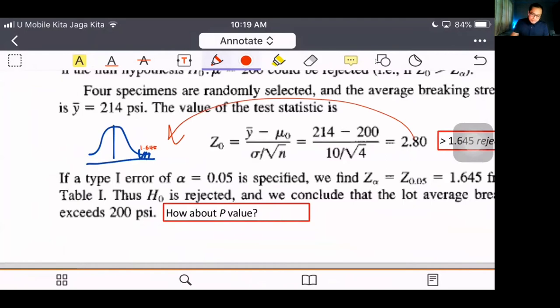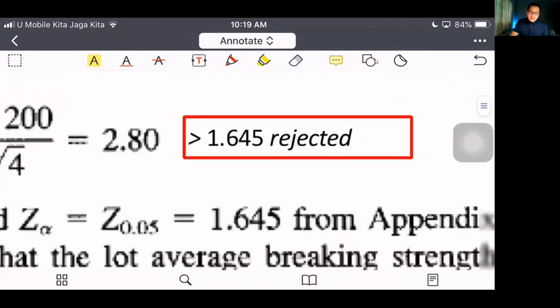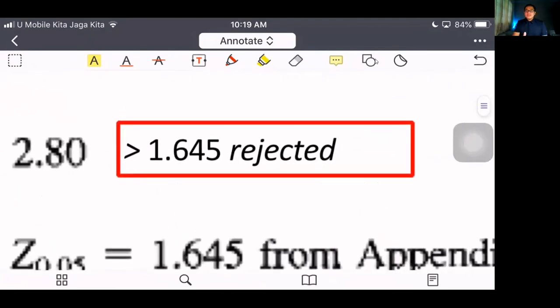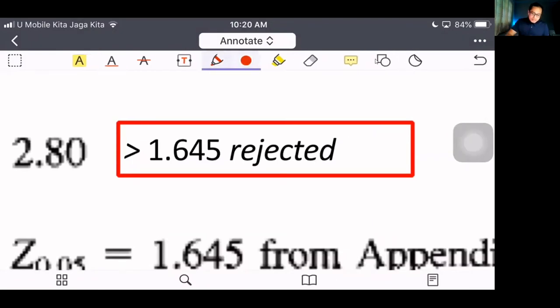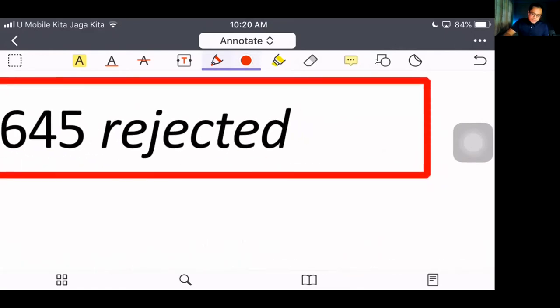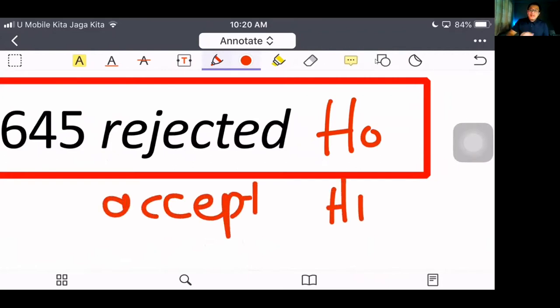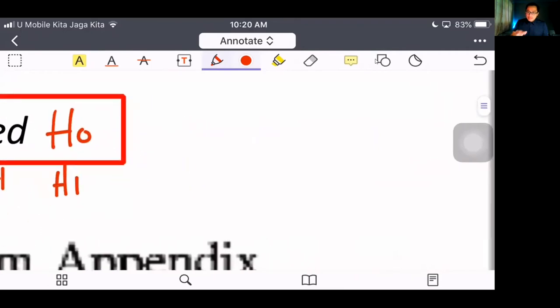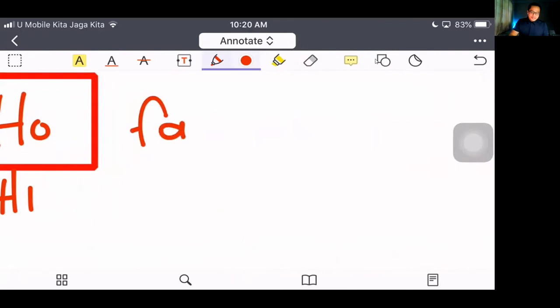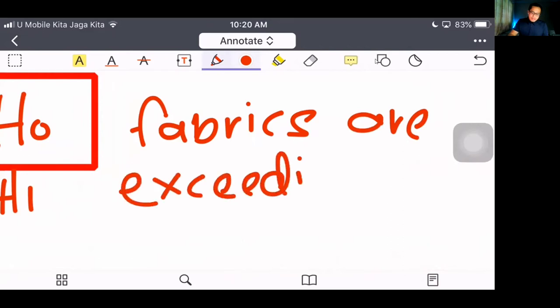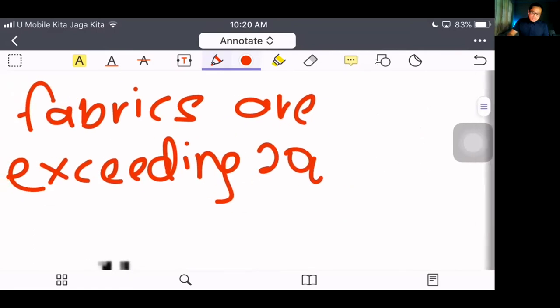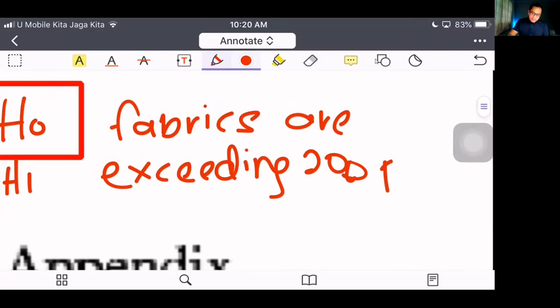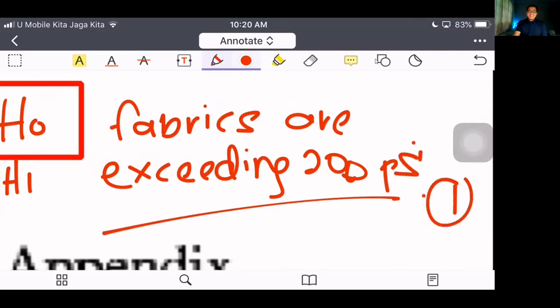So when it is bigger, I write there, rejected. Please, I just write here rejected because I know some of you will copy this. This is not the way to write it down. You should write first what kind of rejected, rejected H0. We can also have accept H1, also got mark, but for the perfect mark, this should be half mark. Usually this is just one mark. You should add in afterwards that the fabrics are exceeding 200 PSI. So then you got full marks, full mark of 1 mark.